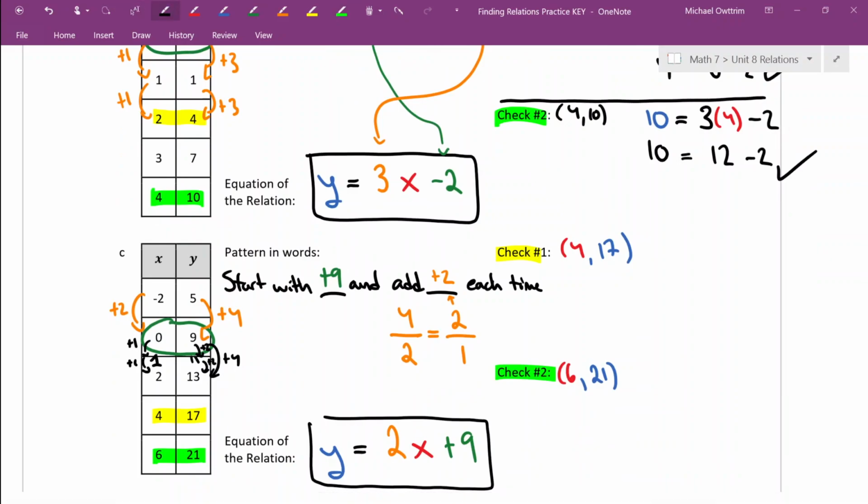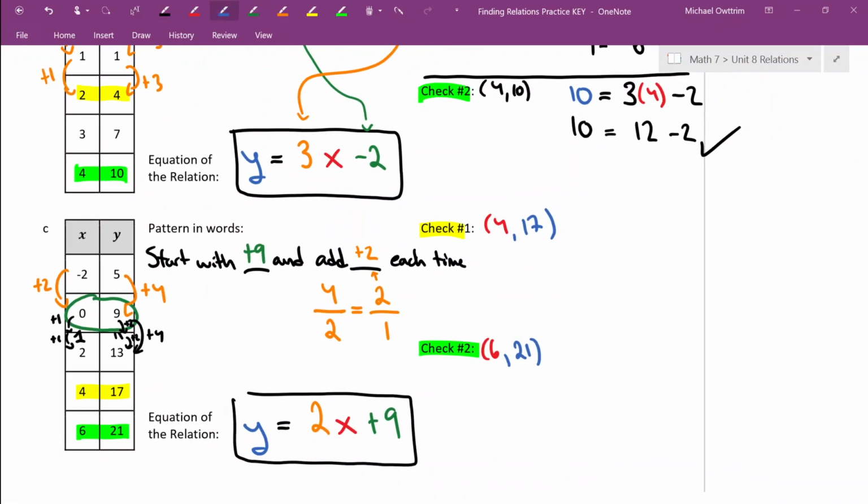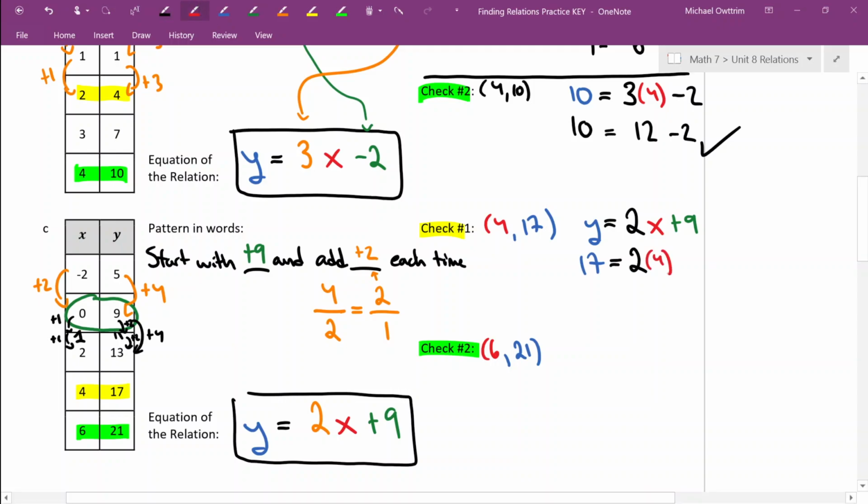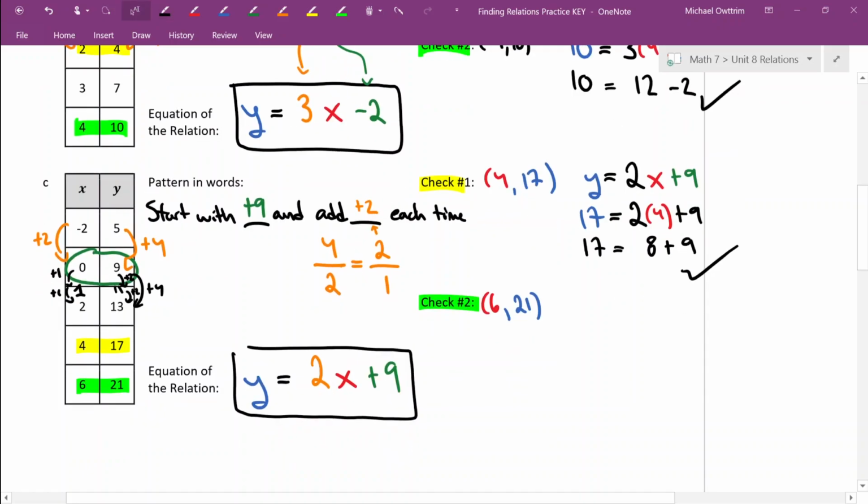Okay, so let's use our equation. Our equation says that our y should be created by 2 times whatever x is, and then adding 9. So let's plug in that a y value of 17 should be created by doing 2 times an x value of 4, and then adding 9. So is 17 equal to 8 plus 9? Yes, it is. And so we know that our equation worked for that point.